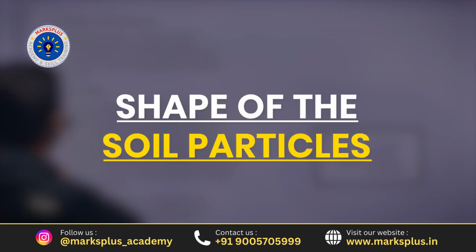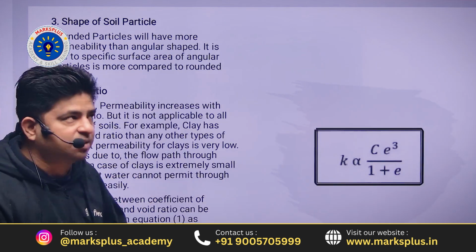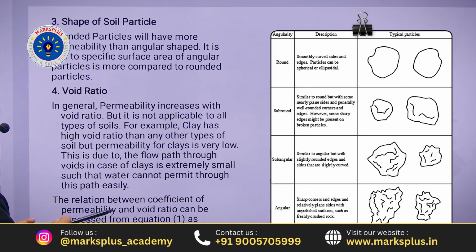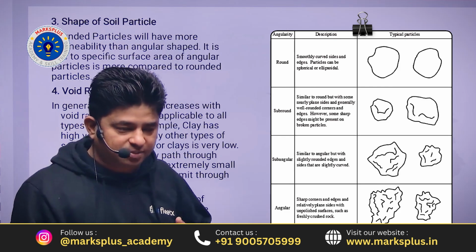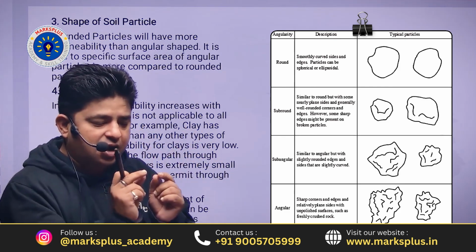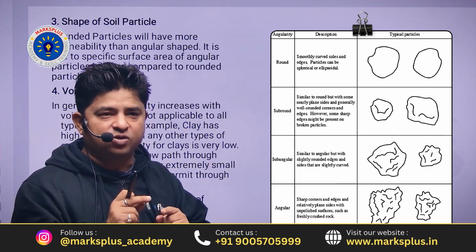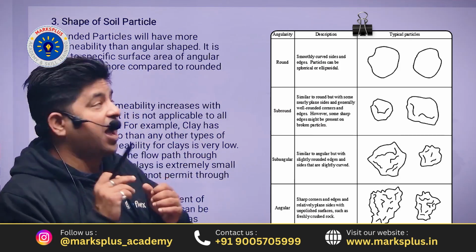Shape of the soil particle. Shape of the soil particle is very important when we are determining the permeability of the soil. The rounded particles will always have a higher permeability than angular shape particles. Means, the more the rounded particle, if our soil particle is more spherical, the permeability will increase as compared to the angular shape particle.